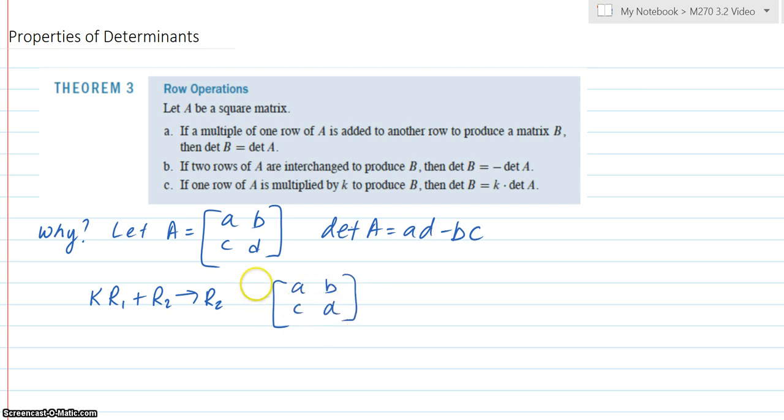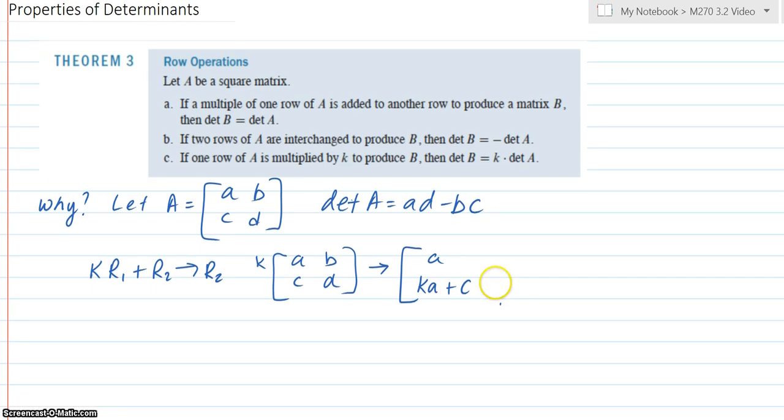So what I'm going to do is put K here, and I'm going to say this is row equivalent to, I'll leave the first row alone, but this would be KA plus C, and KB plus D. Might need more space there. Put the B there to make it look a little nicer. And now we'll call that B, and let's look at the determinant of B to see if it's the same.